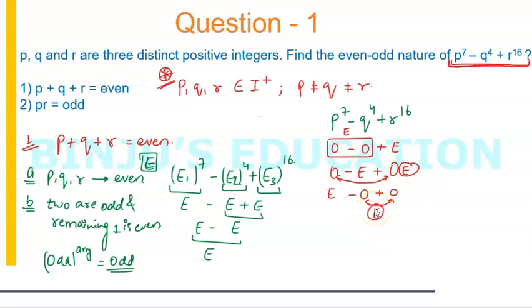Now in all the three cases, either you are adding even to even or you're subtracting even from even. So what will be the result? The result will again be even. So from the first statement that I have, I'm able to figure out two cases, and both the cases are giving me a conclusive answer, that is the nature of p to the power 7, minus q to the power 4 plus r to the power 16 is even.